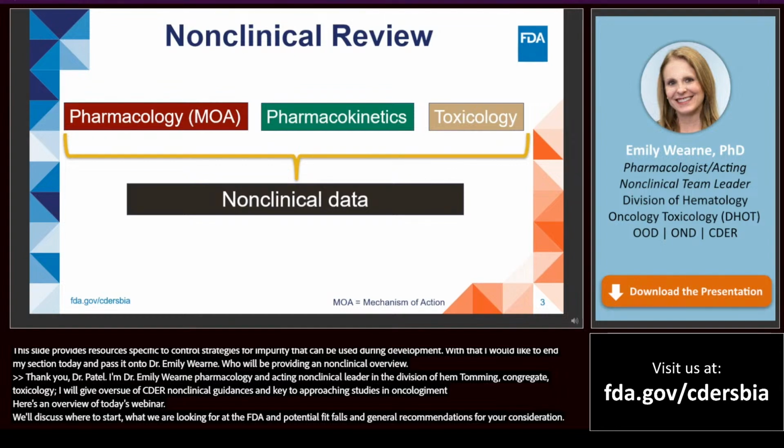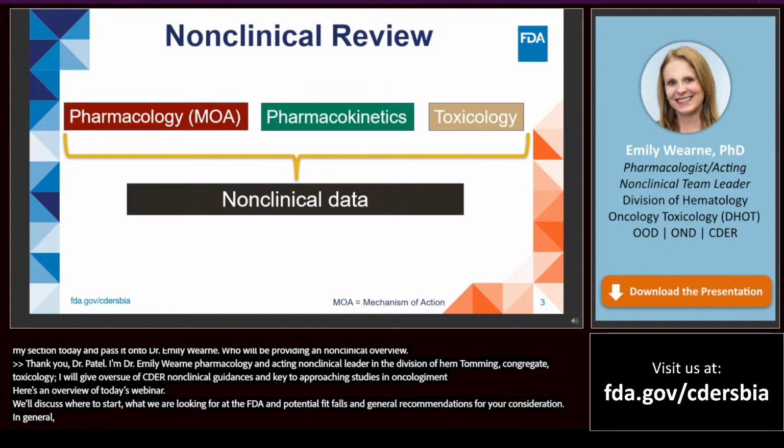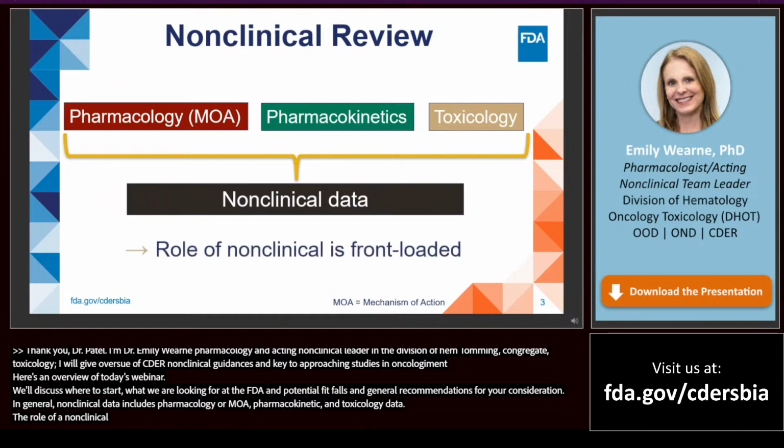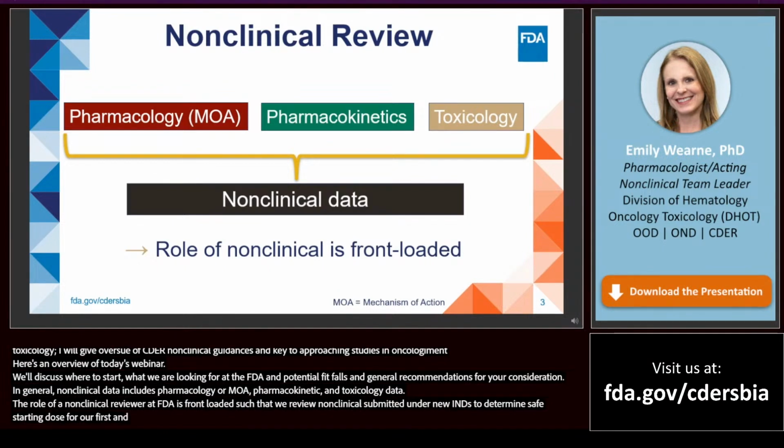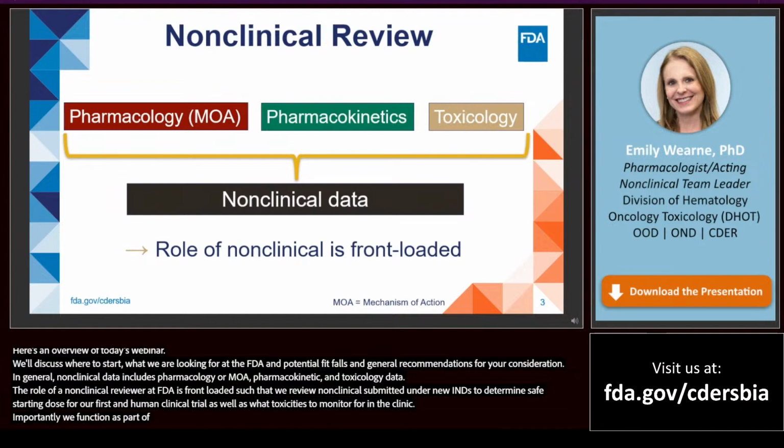In general, non-clinical data includes pharmacology or mechanism of action data, pharmacokinetic data, and toxicology data. The role of a non-clinical reviewer at the FDA is typically front-loaded, such that we review non-clinical data submitted under new INDs to determine an initial safe starting dose for a first-in-human clinical trial, as well as what toxicities to monitor for in the clinic. Importantly, we function as part of a multidisciplinary team.